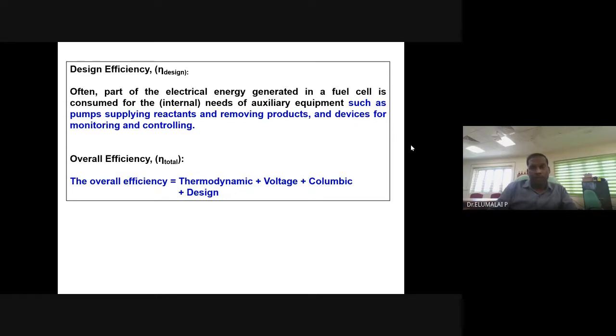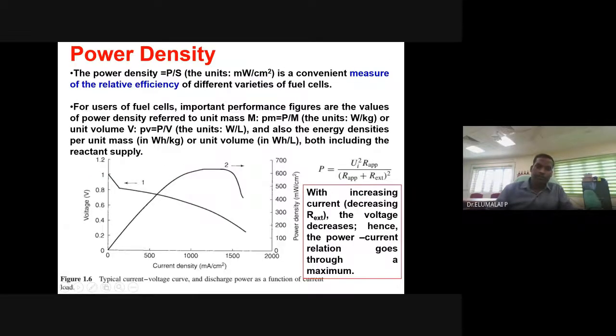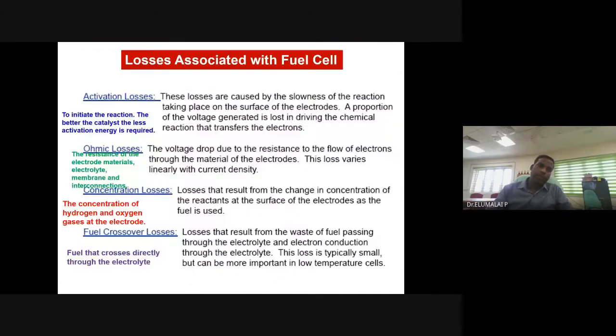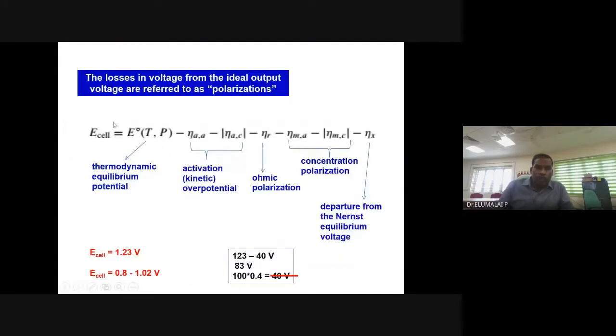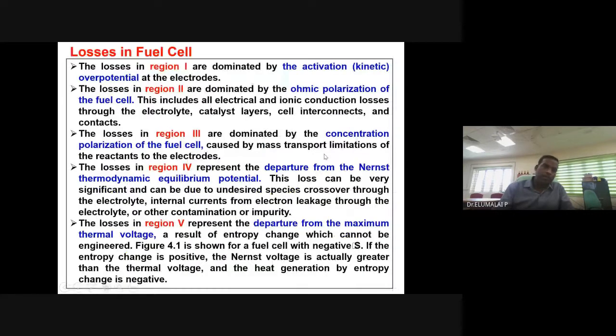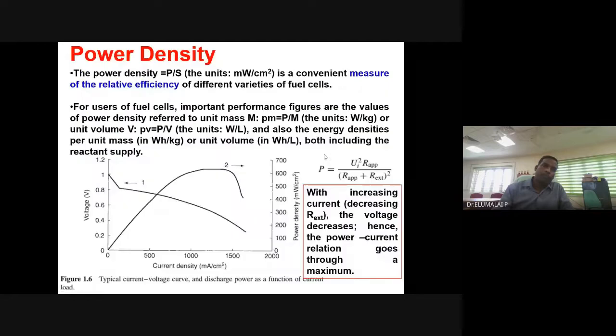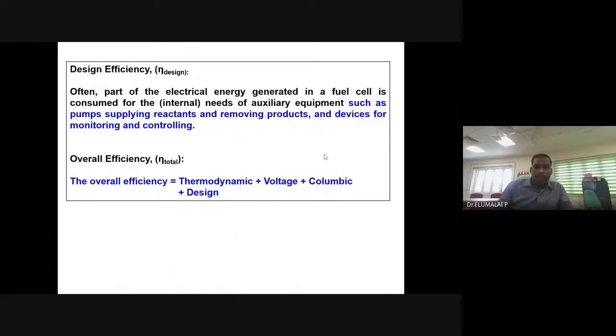So if you bring everything together, the overall fuel cell efficiency, eta total, is equal to thermodynamic efficiency, voltage efficiency, Coulombic efficiency, and design efficiency. And there is an equation connecting that I think I should bring here. Yes. Cell voltage is coming after all these losses. I think I'll come back to that later. So the overall cell efficiency is a combination of thermodynamic efficiency, voltage efficiency, Coulombic efficiency, and design efficiency.